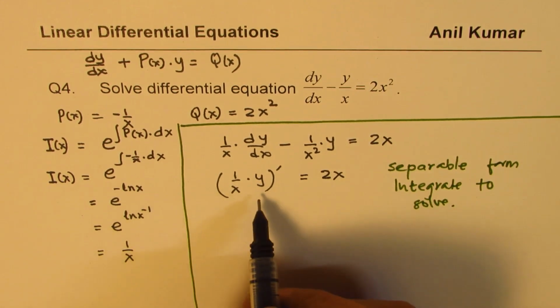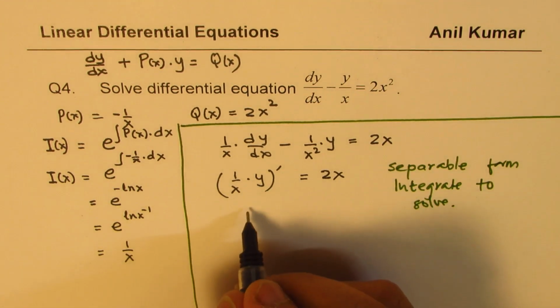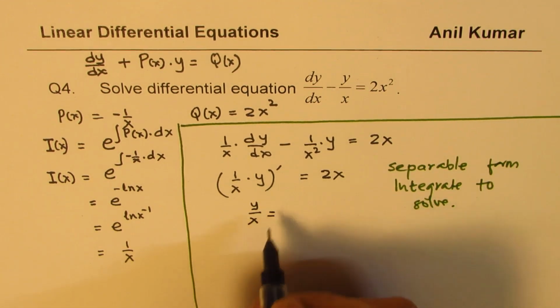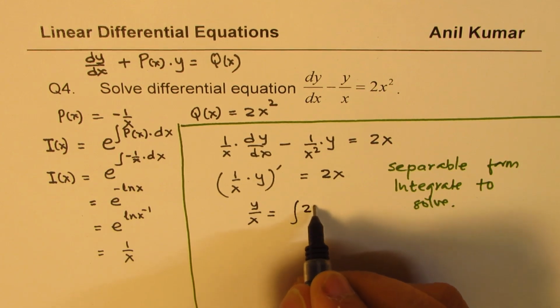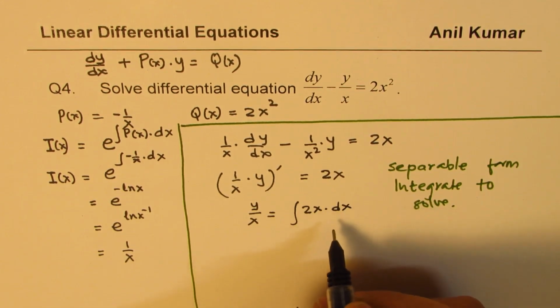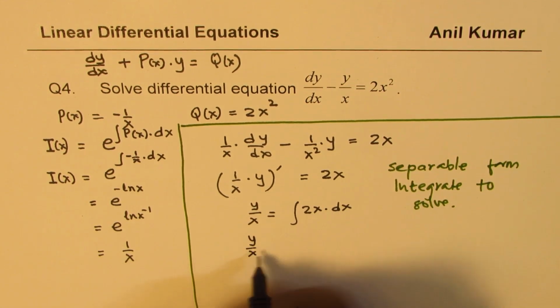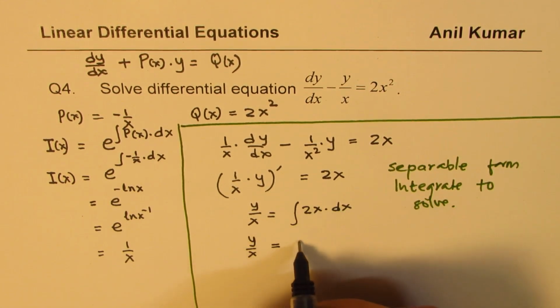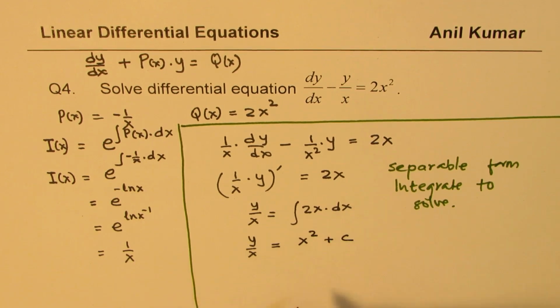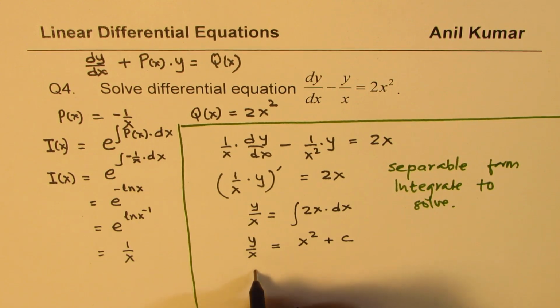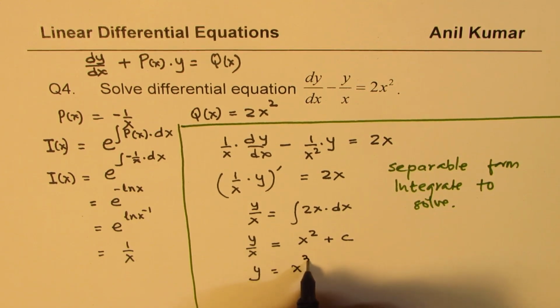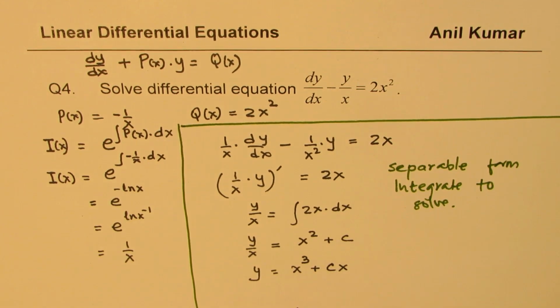So now when you integrate both sides, you get y over x equal to the integral of 2x dx, correct? That is what you get. And now when you integrate, you get y over x is equal to x squared plus c. Perfect. So from here you can write what y is. So y is equal to x cube plus cx. So that becomes your required solution.